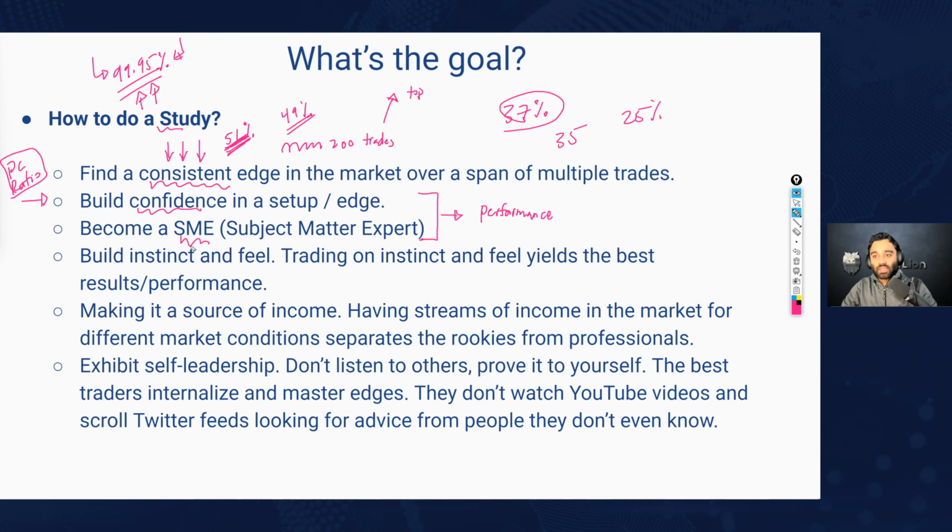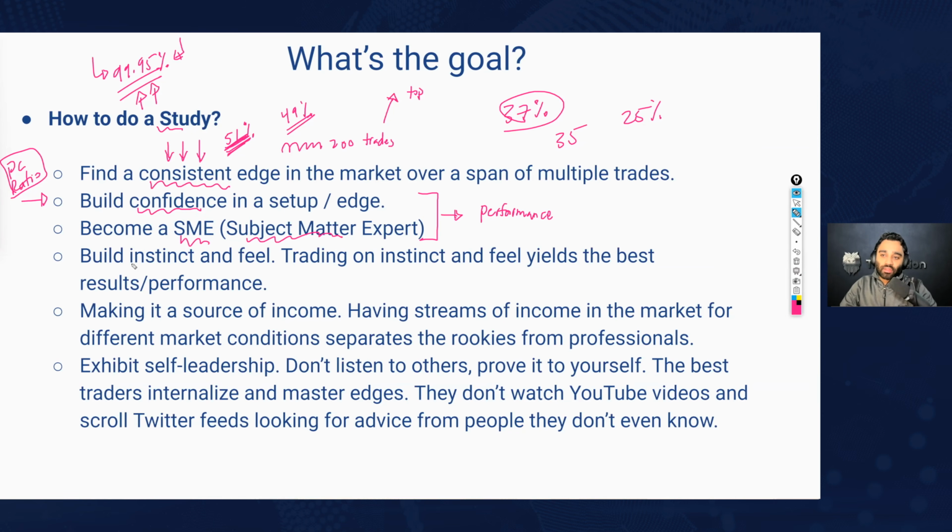So doing a study, you become a subject matter expert. If anybody's asking you any questions with regards to that specific edge setup, what have you, PC ratio in the markets, you can fire back at them and say, I've done a 20-year study on this, and this is how I feel it can help me, or it just doesn't work for my style of trading.